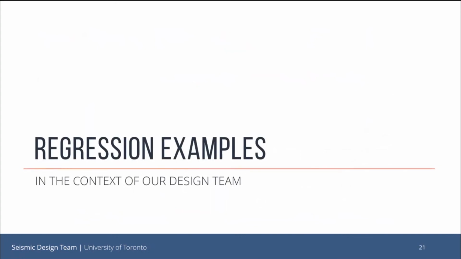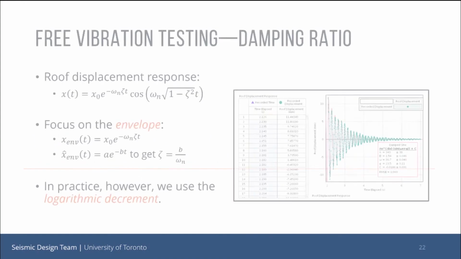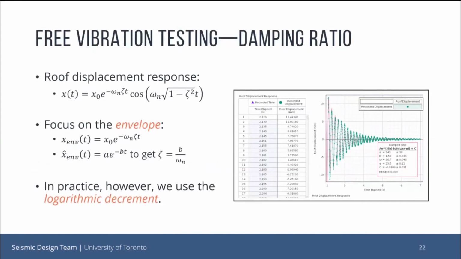So now we come to our regression examples. The first one is free vibration testing. The way that this equation is developed will be discussed in a future engineering mathematics session. But for now, all we want to focus on is this exponential term. This exponential term represents what's called the envelope of the response. And it's basically the outline of the peaks, as you can roughly see here.